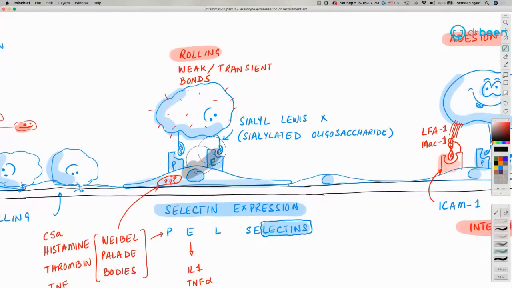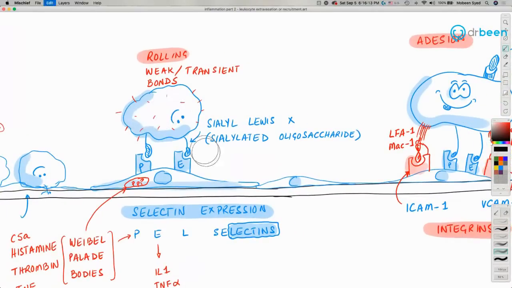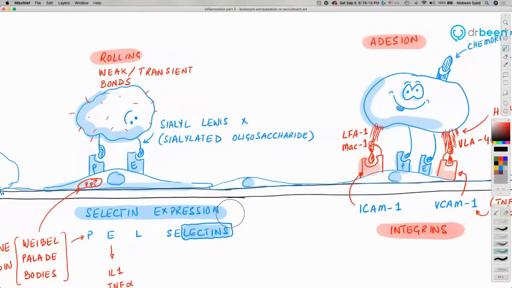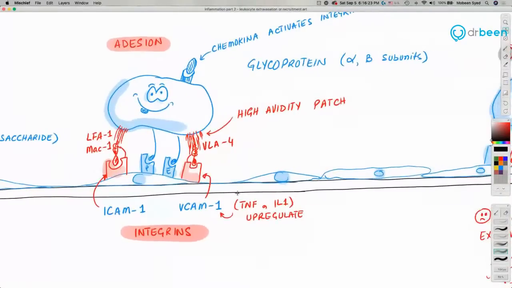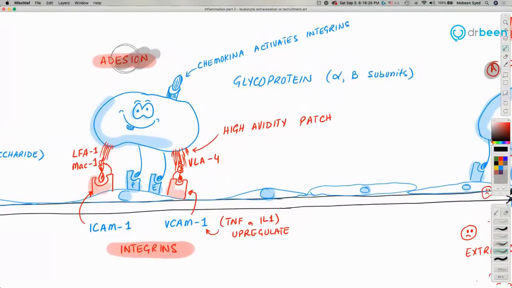So that connection and break is done through the proteins that are called lectins. So this is the process of rolling. Rolling would allow the white blood cell to slow down because it was zipping around in the blood system. Once it has slowed down enough, then the second part of the process is called adhesion.